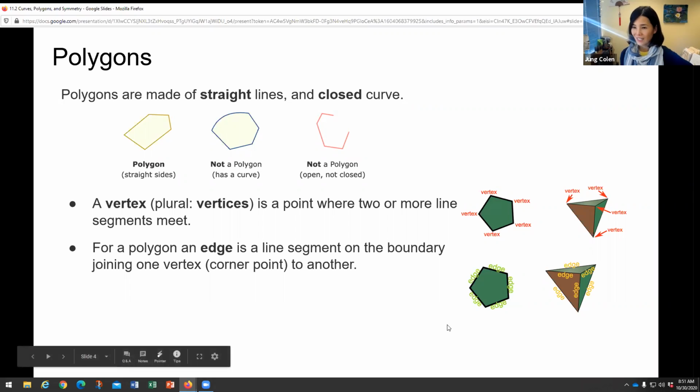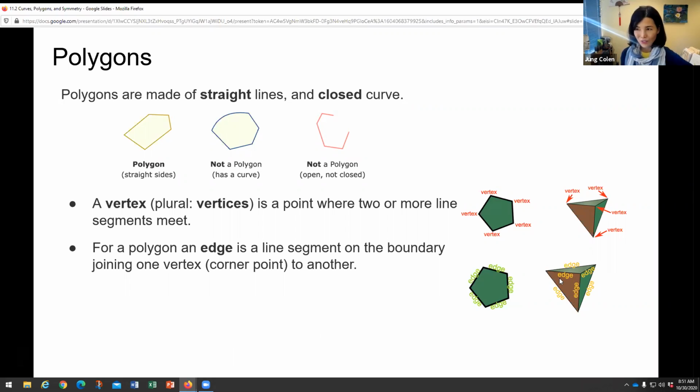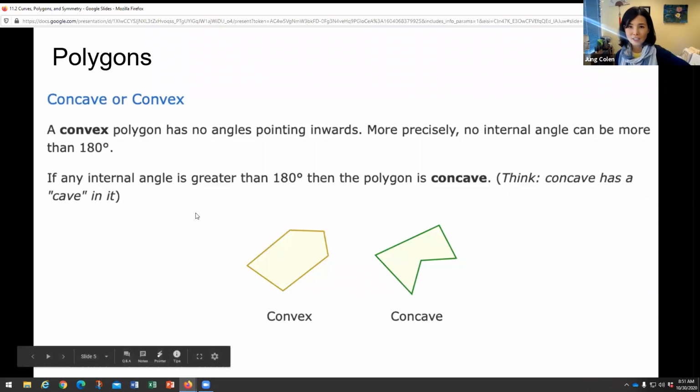Sometimes we call this a side, but edge is the more accurate term because what about this one in 3-dimensional? That brown part here can be a side too. More precisely, we call that a face. This line segment, we call that an edge, okay? So try to use those terminologies.